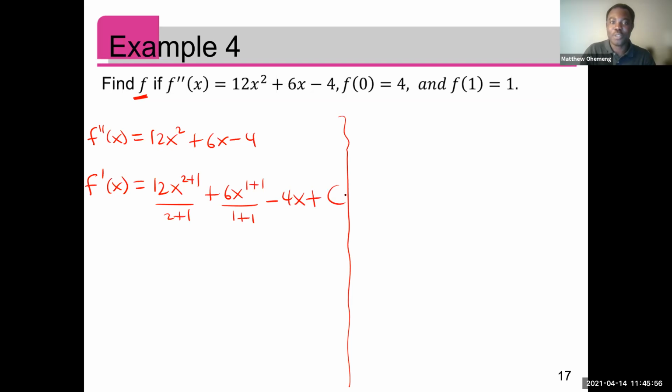Then please don't forget your arbitrary constant. All right, so that's level f'. We simplify it a bit. This is 3, 3 goes here 4, so you have 4x cubed. This is 2, 2 goes here 3.